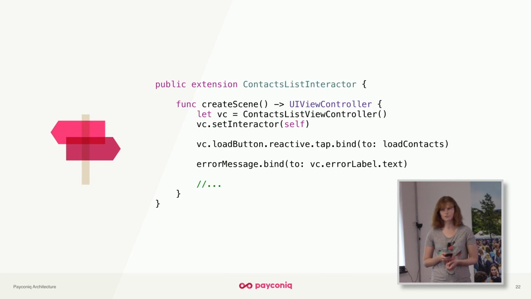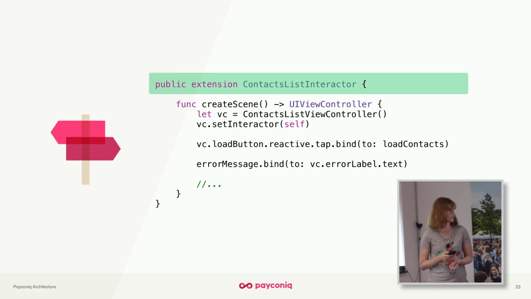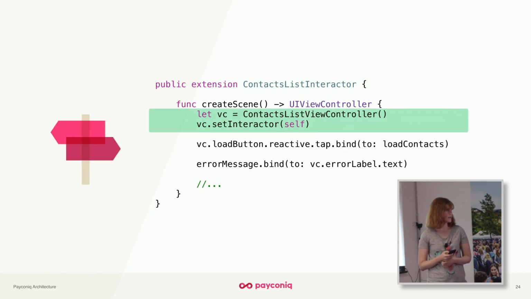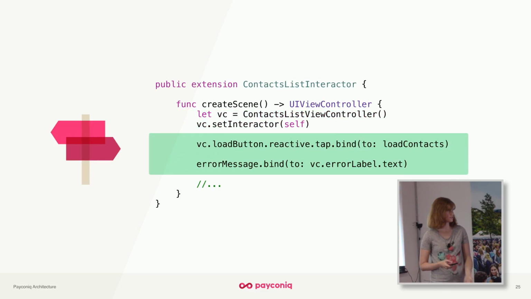This is some code sample of the scene. We even make scenes extensions of the interactor to have less boilerplate code. And in the create, usually a scene just means that there is a create scene method in the extension. So we create a view controller there, and then there is some binding. So in this case, if the user presses the load button, then load contacts will be called. And if there is an error message, it will be displayed in an error label text.